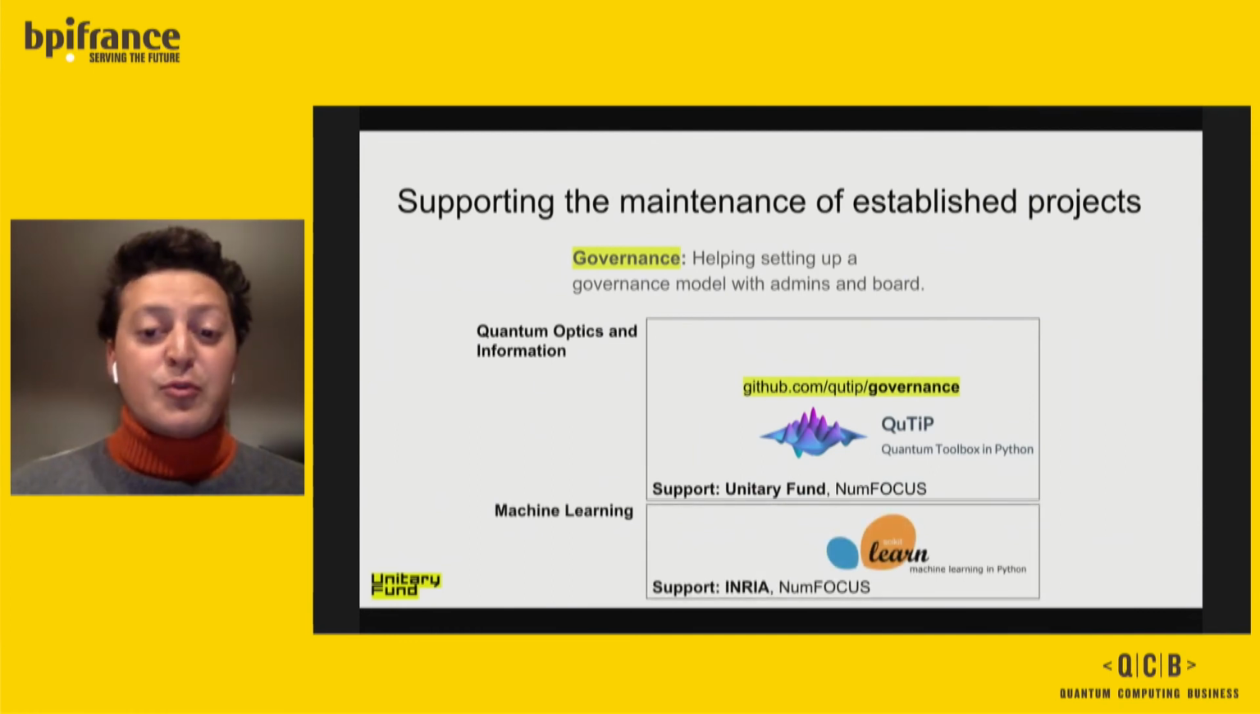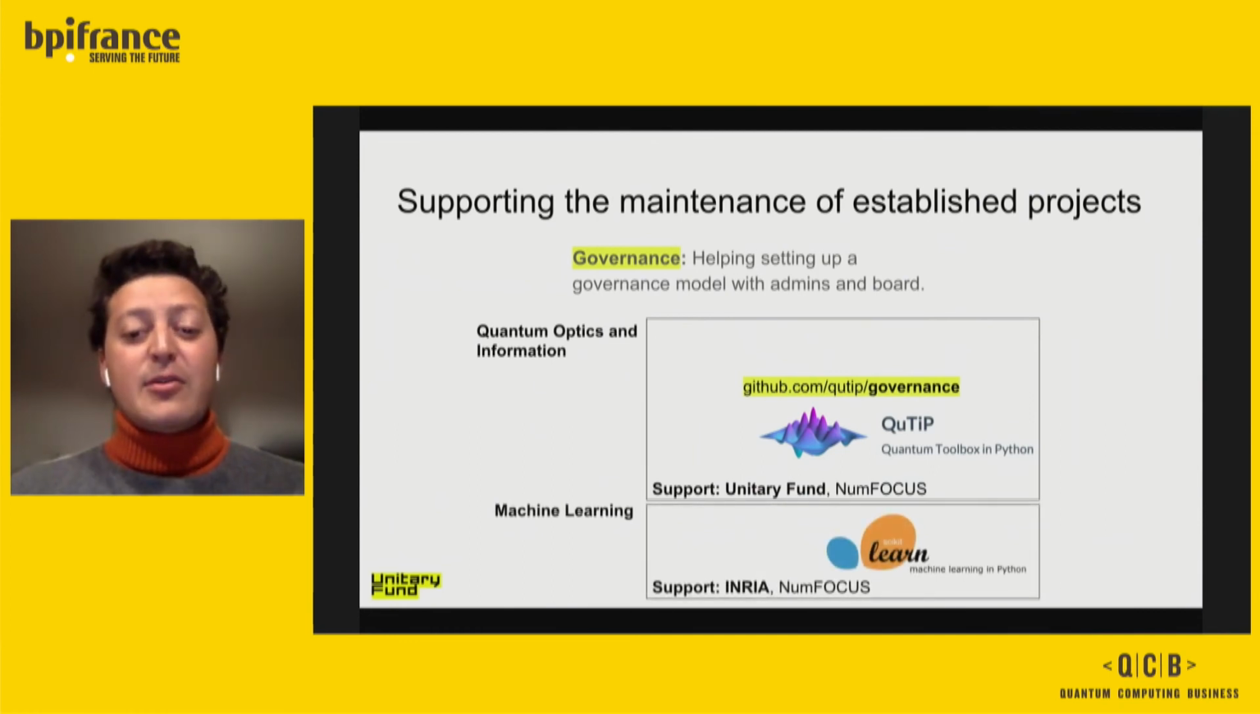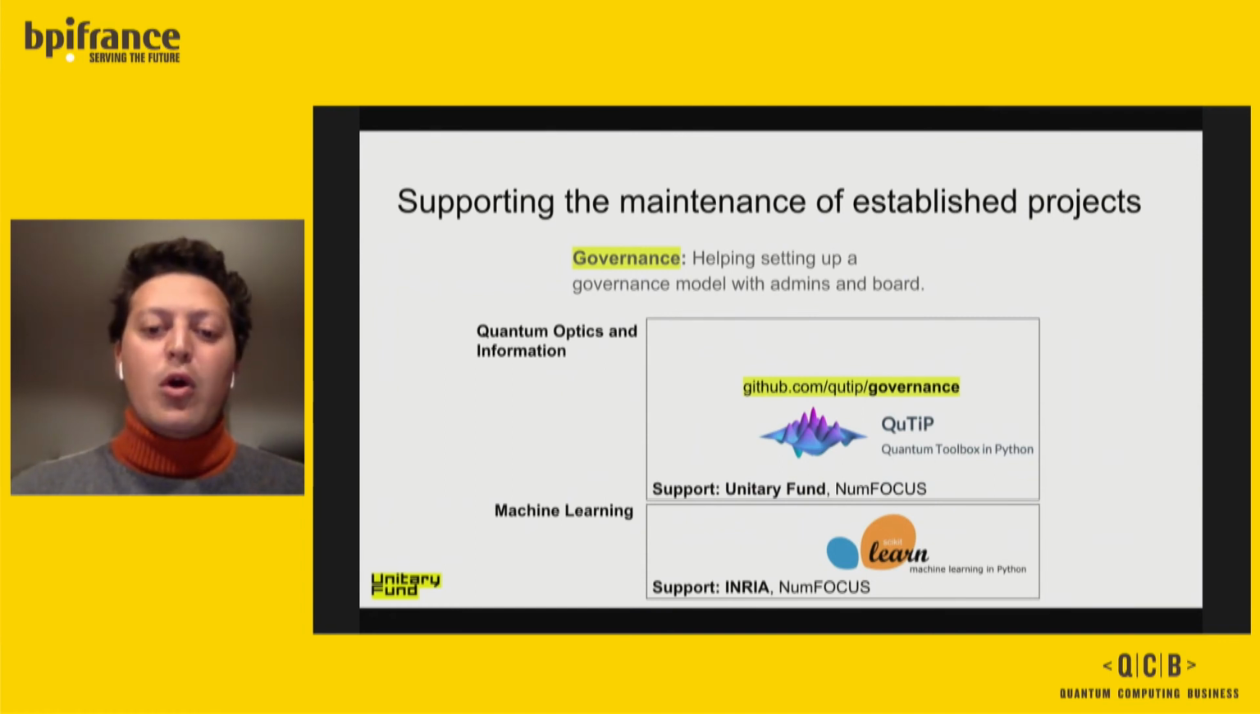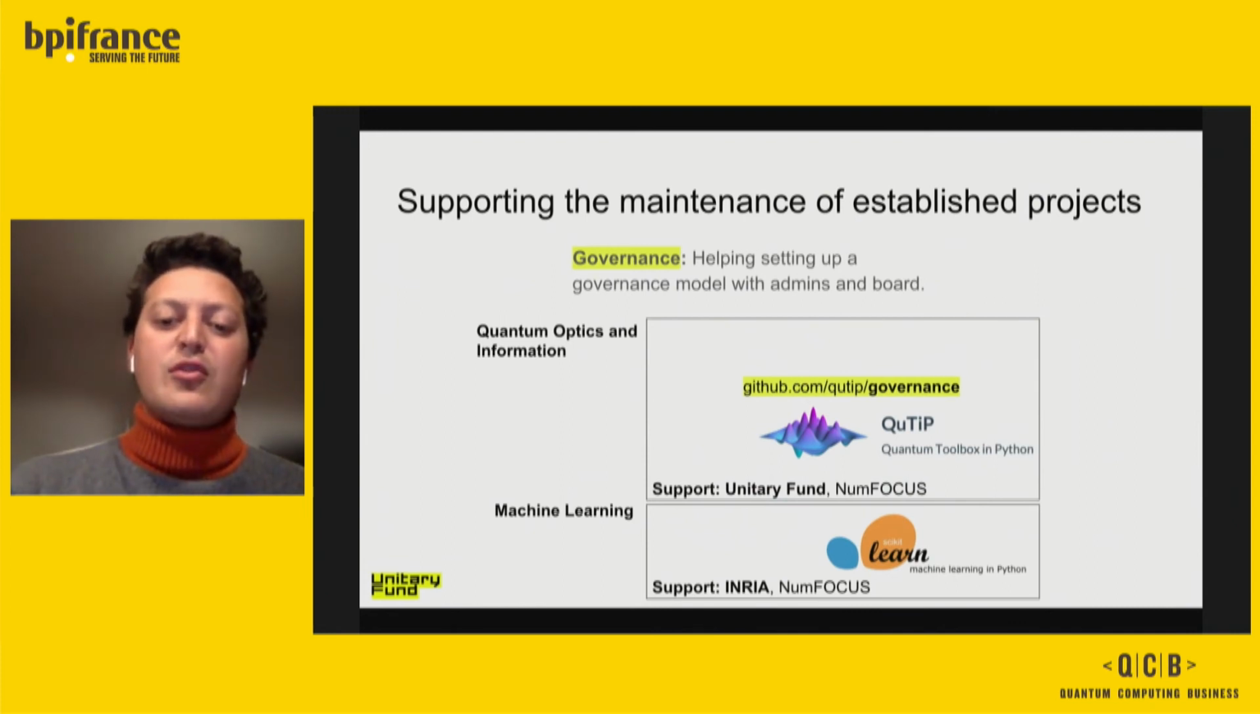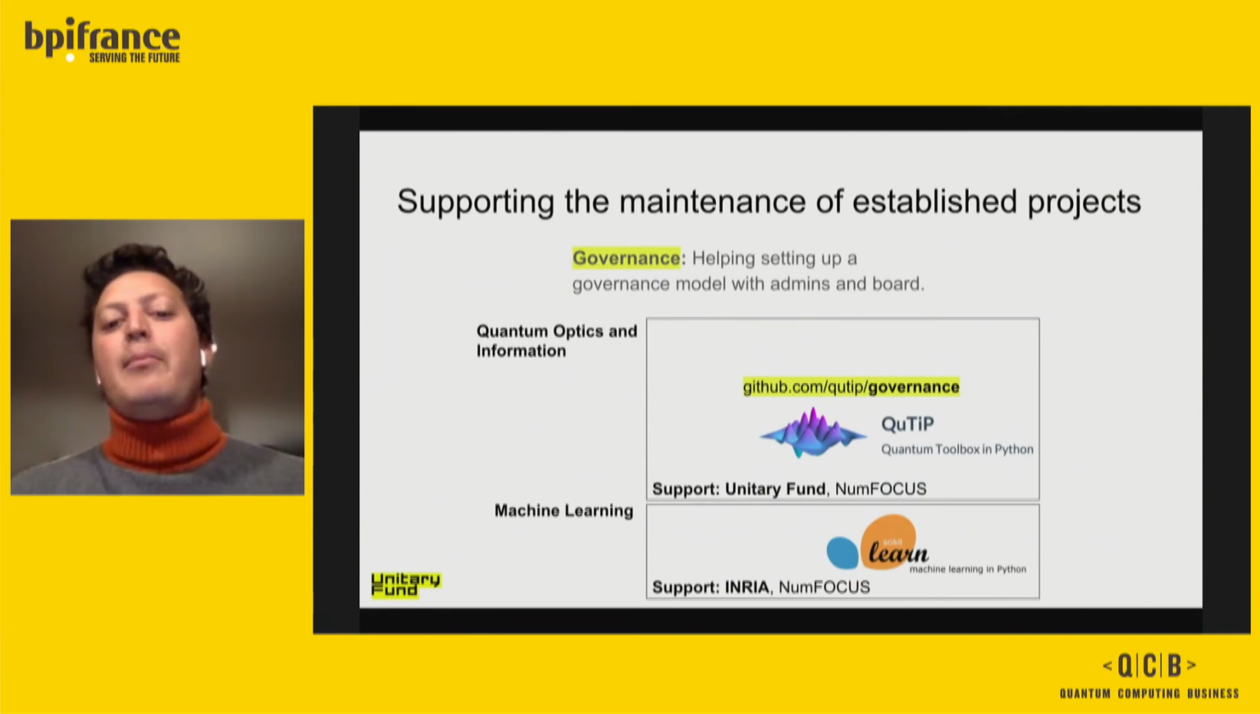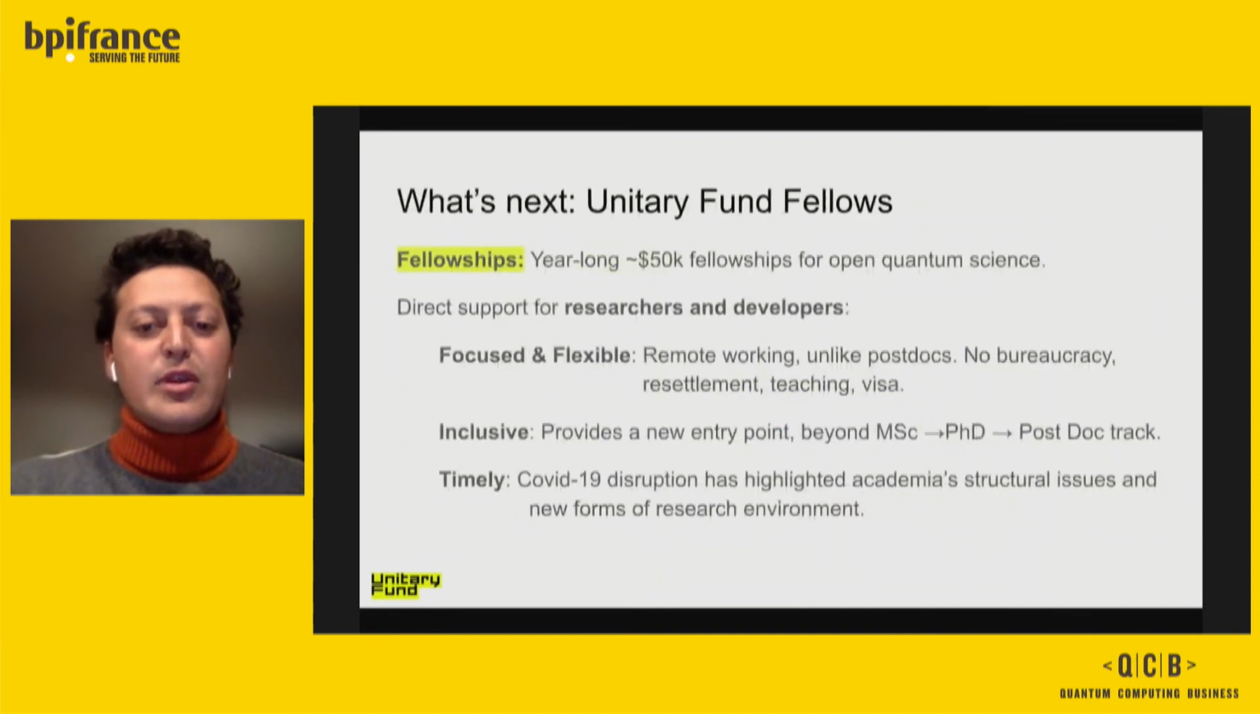And I'm happy that Bruno Sportisse, the CEO of INRIA, was earlier in the conference, because we're also doing similar work, as they mentioned, with scikit-learn, which is an open source project, to some extent very similar to QuTiP, but working in machine learning. So we hope to help more and more projects like QuTiP.